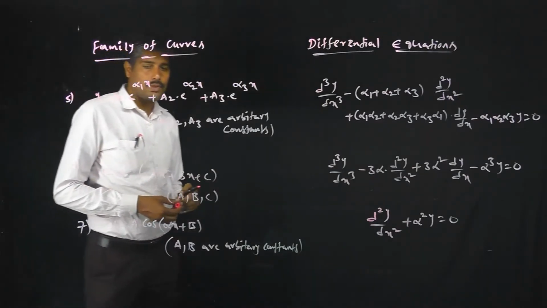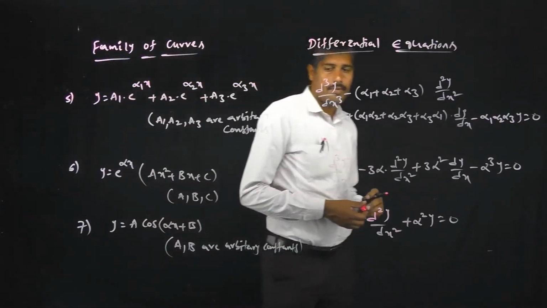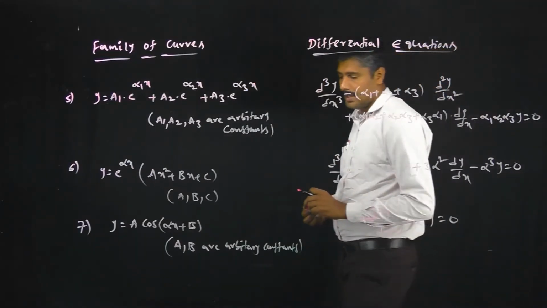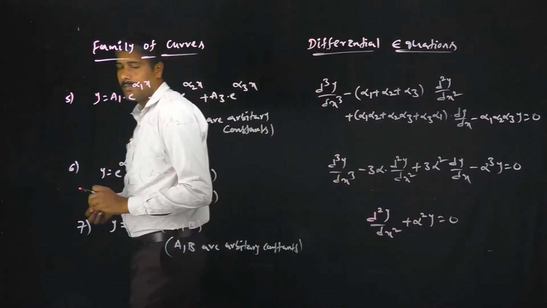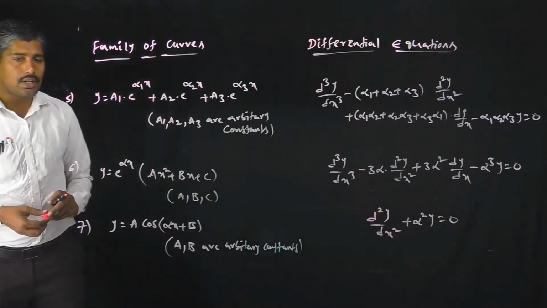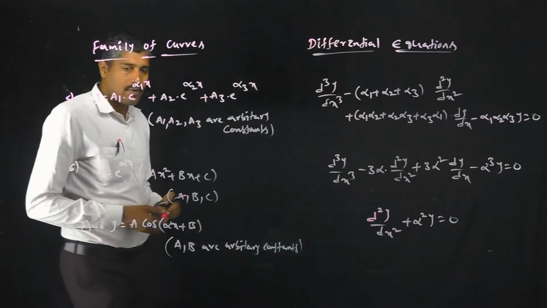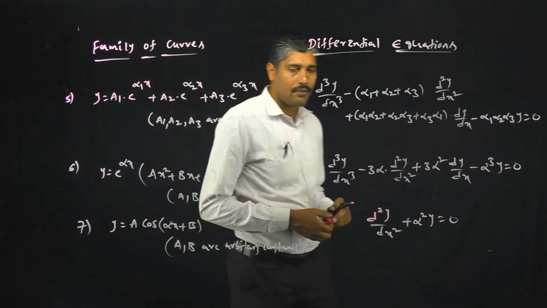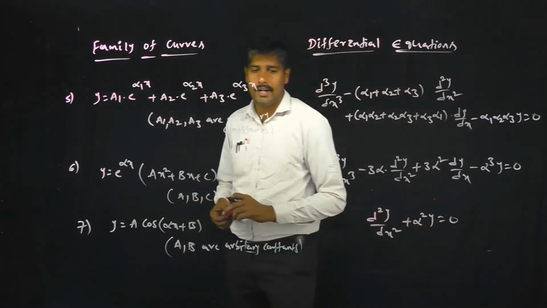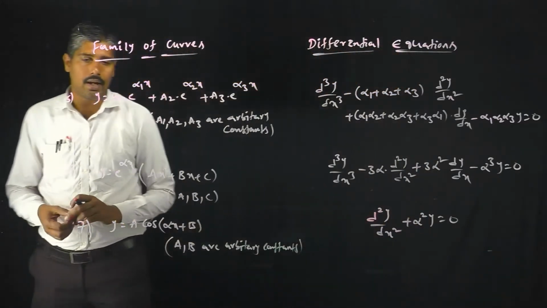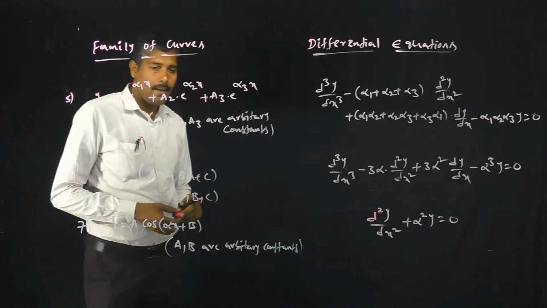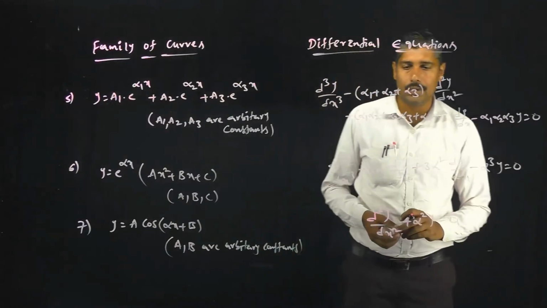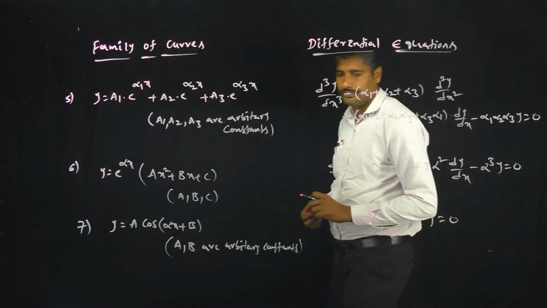Next one, suppose the equation is like this: y equal to e power alpha x into a x square plus b x plus c. Here a comma b comma c are arbitrary constants. Here also there are three arbitrary constants. That's why for the given equation we differentiate three times. Then we get the differential equation d cube y by dx cube minus 3 alpha into d square y by dx square plus 3 alpha square into dy by dx minus alpha cube into y equal to 0.